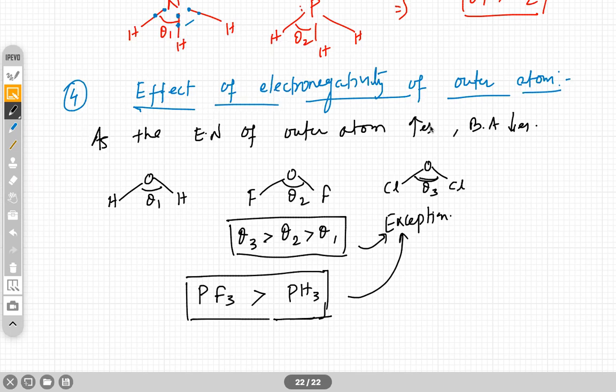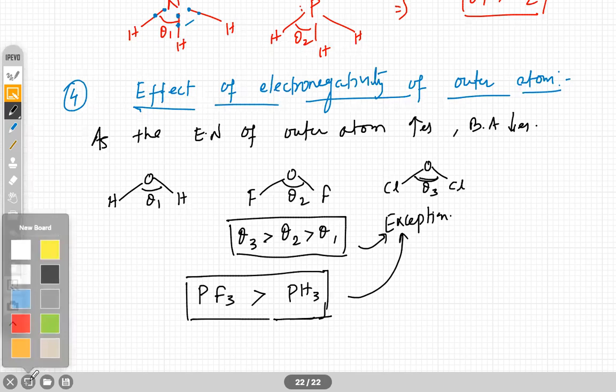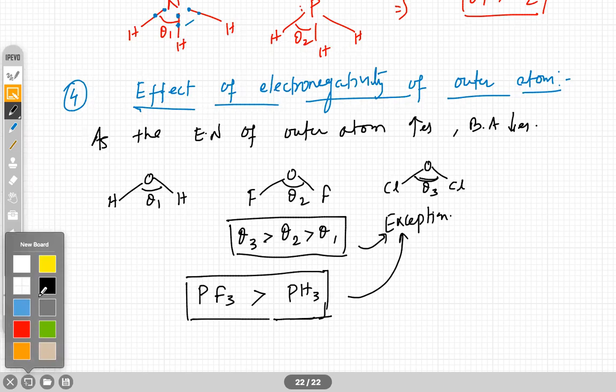Fine, guys. So we are done for the session today. Okay. Next class, you remind me. We'll start the new theory here. Theory of bonding, that is valence bond theory. Okay, so all of you write down the heading, valence bond theory. We'll start this the next class.